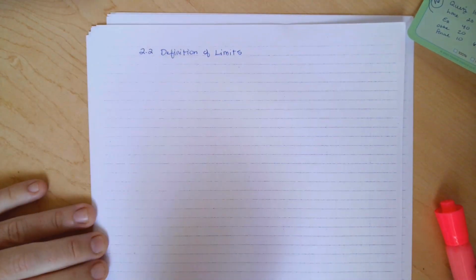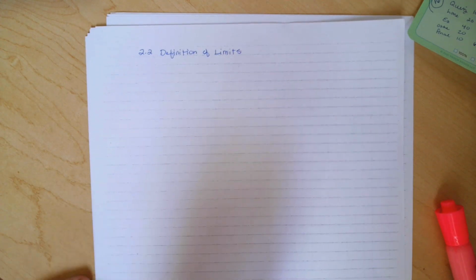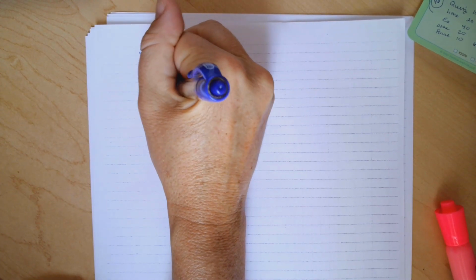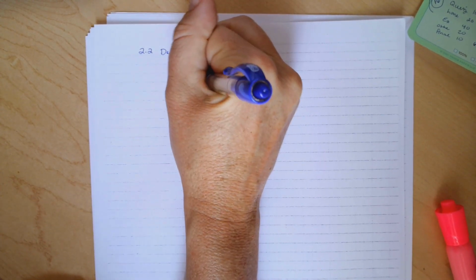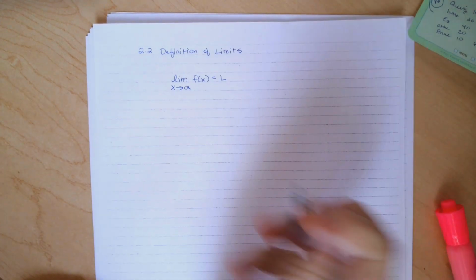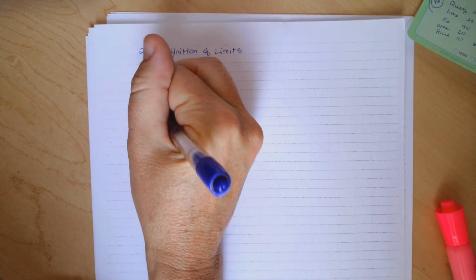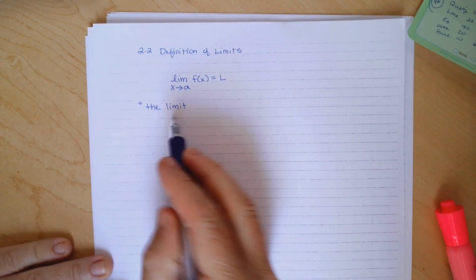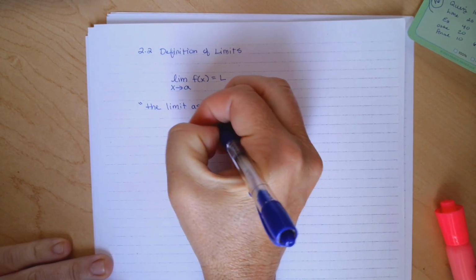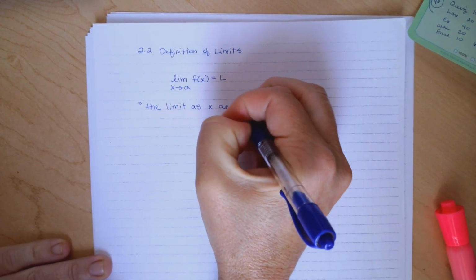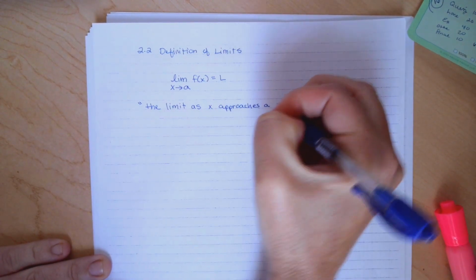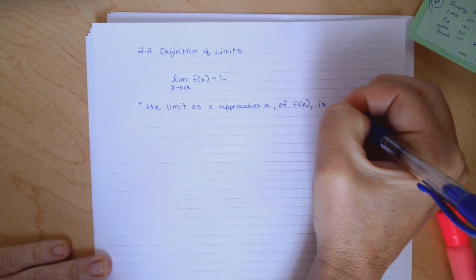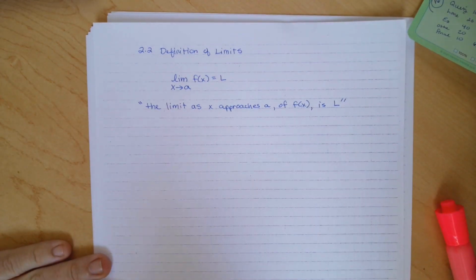So we're going to start talking about this definition of limits. I'm going to write down the limit as x approaches a of f of x equals L. So we would say the limit as x approaches a of f of x is L. And what does this mean?